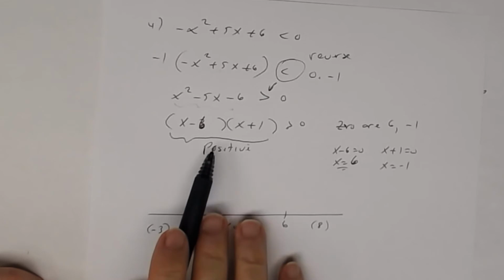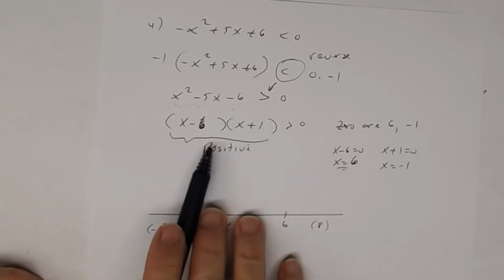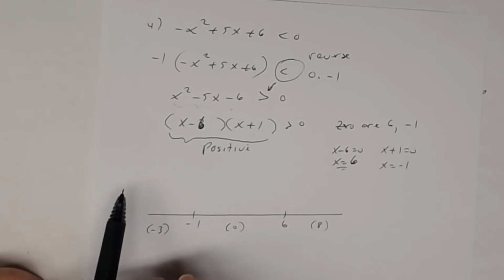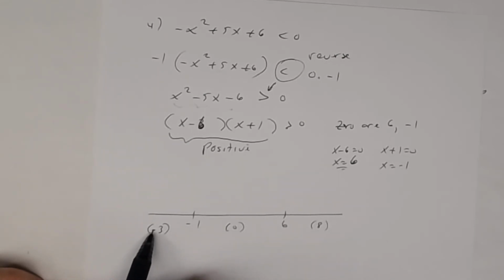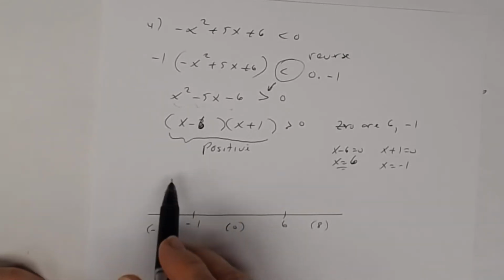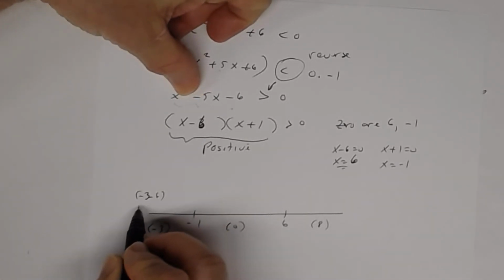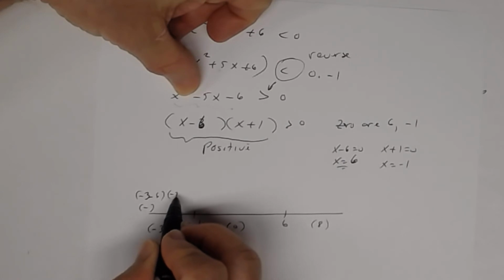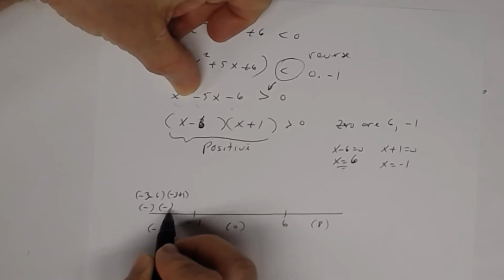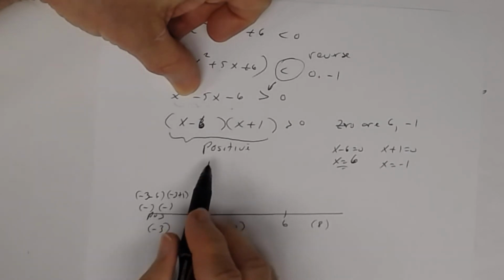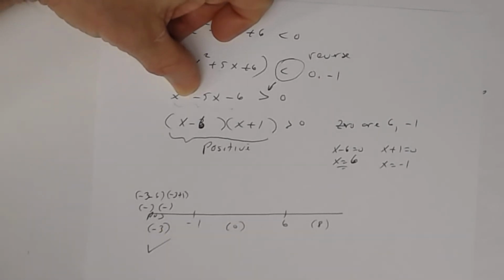All right, so I'm looking for this product to be positive, or this to be positive. Okay, so if I choose x to be -3, -3 minus 6 is negative. -3 plus 1 is also negative. A negative times a negative is a positive. Is that something I want? Yep, so I'm going to check it off.